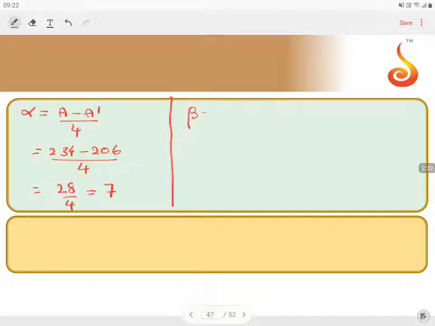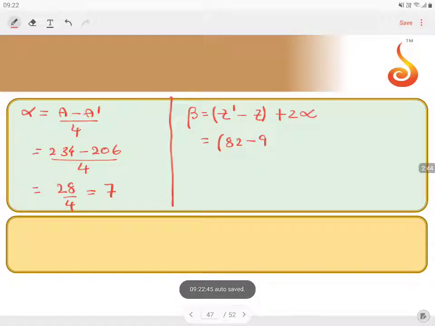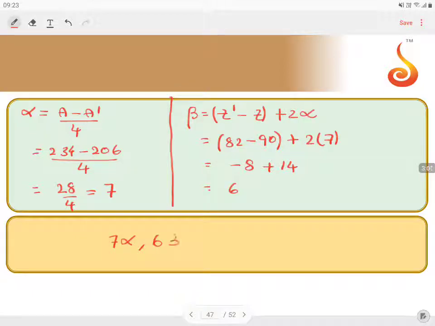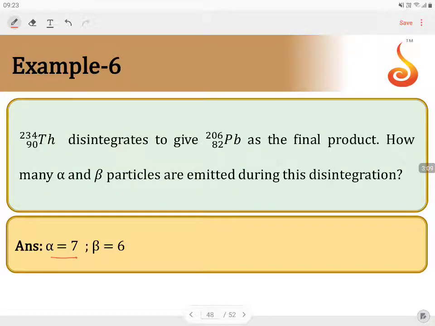Now beta is equal to Z dash minus Z plus 2 alpha. This is going to be our option, where Z dash is how much? Z dash is 82 minus 90 plus 2 into 7. So this is equal to minus 8 plus 14, which is equal to 6. So we can say 7 alpha and 6 beta are emitted in the process of radioactive disintegration. Let us check: 7 alpha, 6 beta.